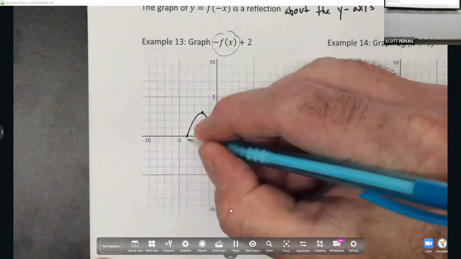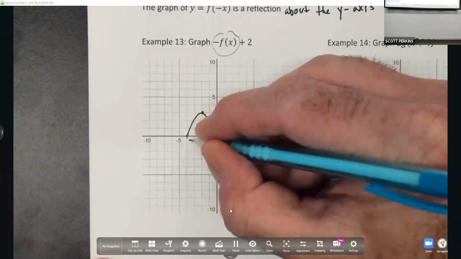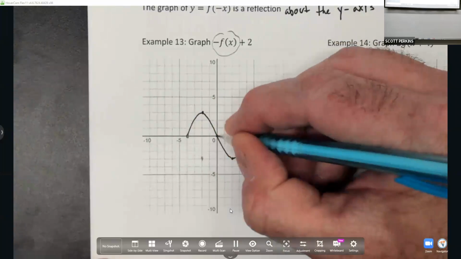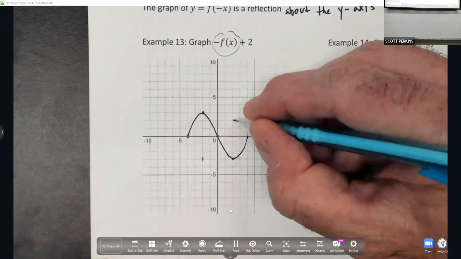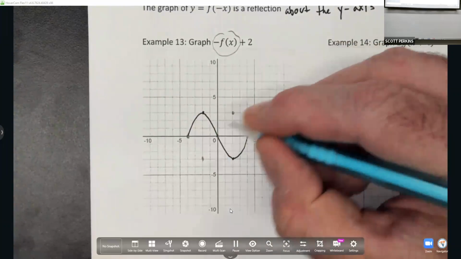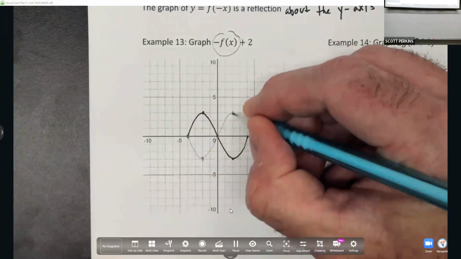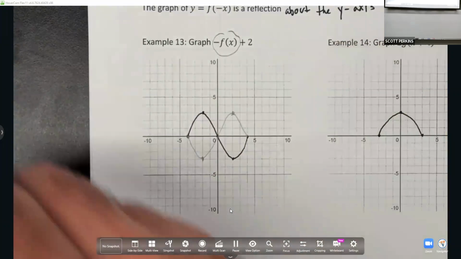So I'm going to take this y value, it stays 0. This y value becomes -3. This one stays 0. This one becomes +3, stays 0. So here is my negative in pencil. Okay, my negative f of x.